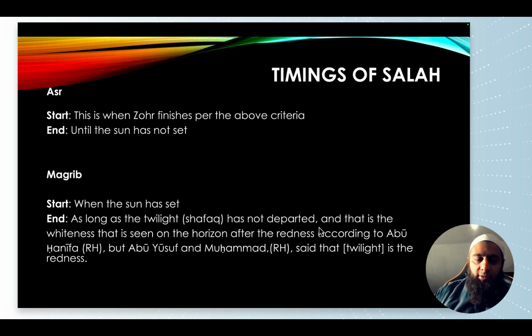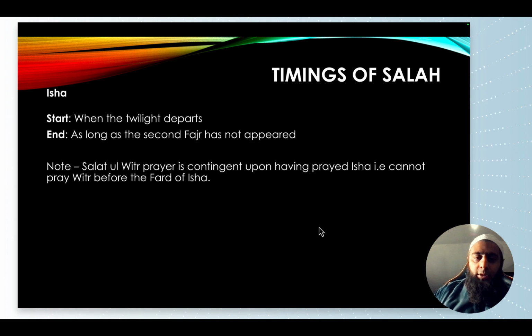However, the Sahibain, Imam Abu Yusuf and Imam Muhammad rahmatullah alayh, have said that twilight is considered to be the redness. And then Isha is basically when the twilight departs, and Isha can be prayed as long as the second Fajr has not appeared, i.e. the true dawn that we discussed earlier. And then just a side note here, that Salatul Witr is contingent upon having prayed Isha. You cannot pray Witr of Isha before the Fard have been offered.